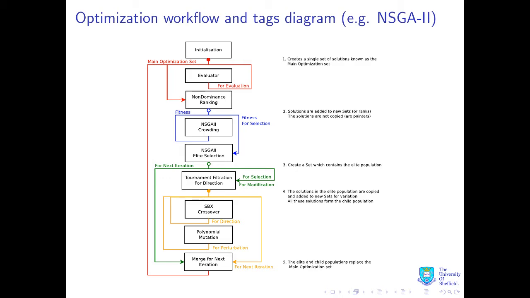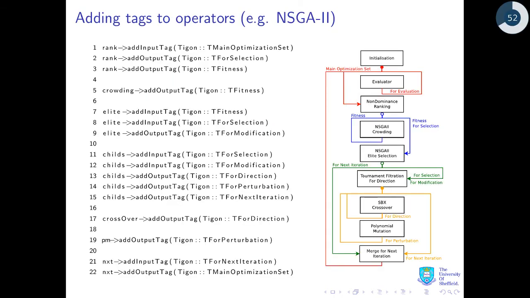This will happen on the first iteration, and then once we call the evaluate method again, this whole process will happen again in the same way, and basically the main optimization set will be updated each time. So this is just an example that I'm showing you.